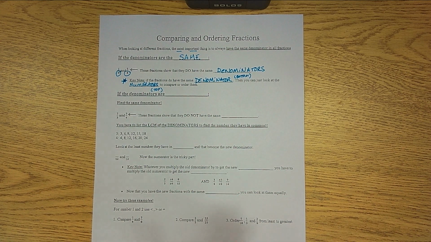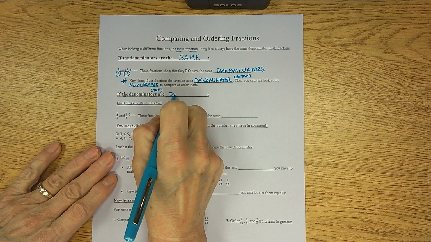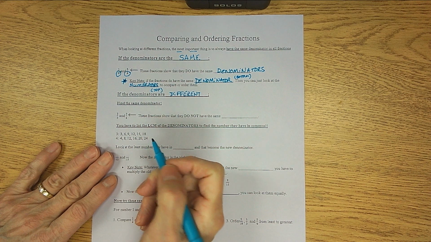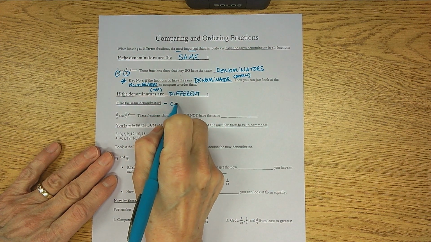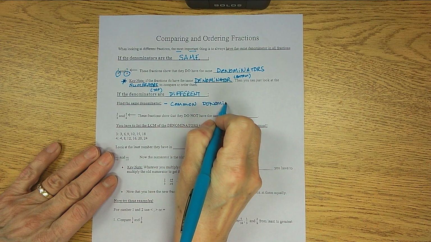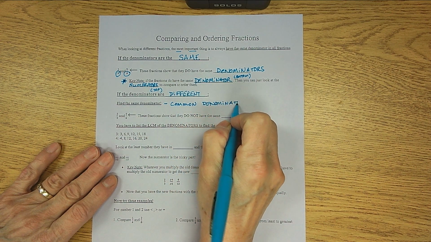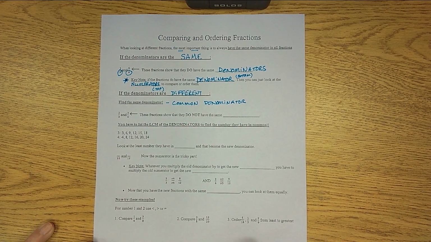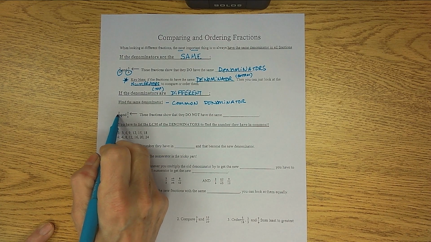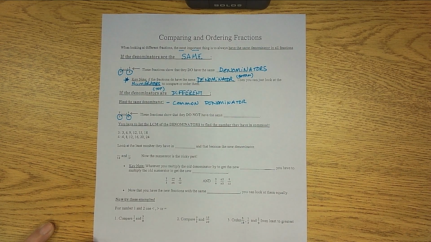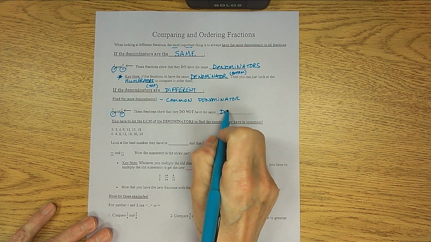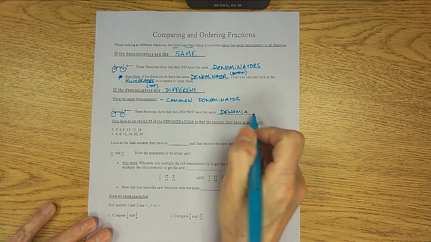If the denominators are different, that's when we have to find the same denominator. That's called a common denominator. We want a common denominator. And this is where our greatest common factors and least common multiples come into play with fractions. Okay, so you can see here 2/3 and 3/4, they don't have the same denominator. This is thirds, this is fourths, and it's real hard to compare fractions that don't have the same denominators, so we want to get those into common denominators.